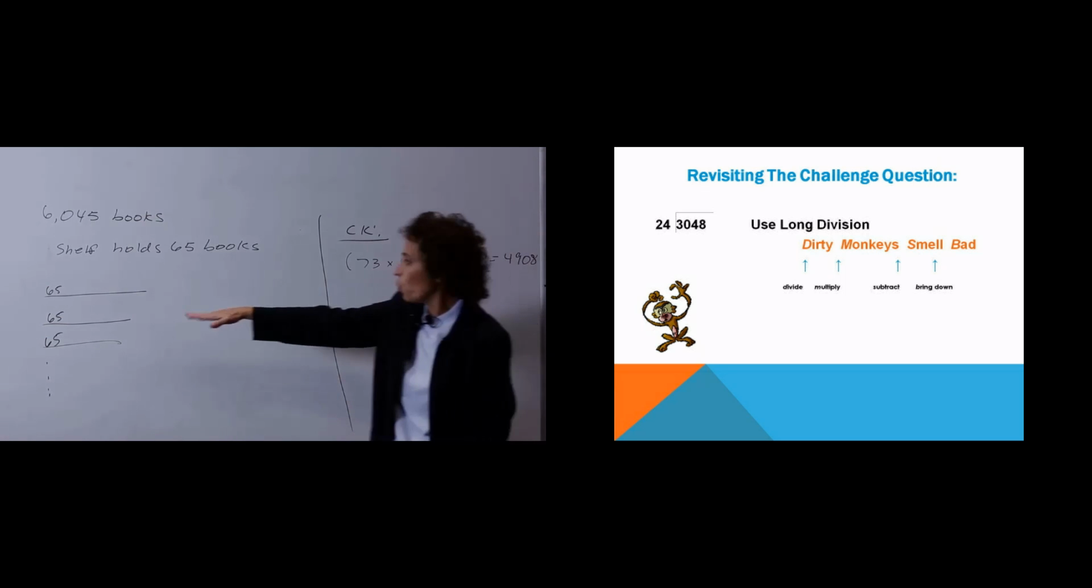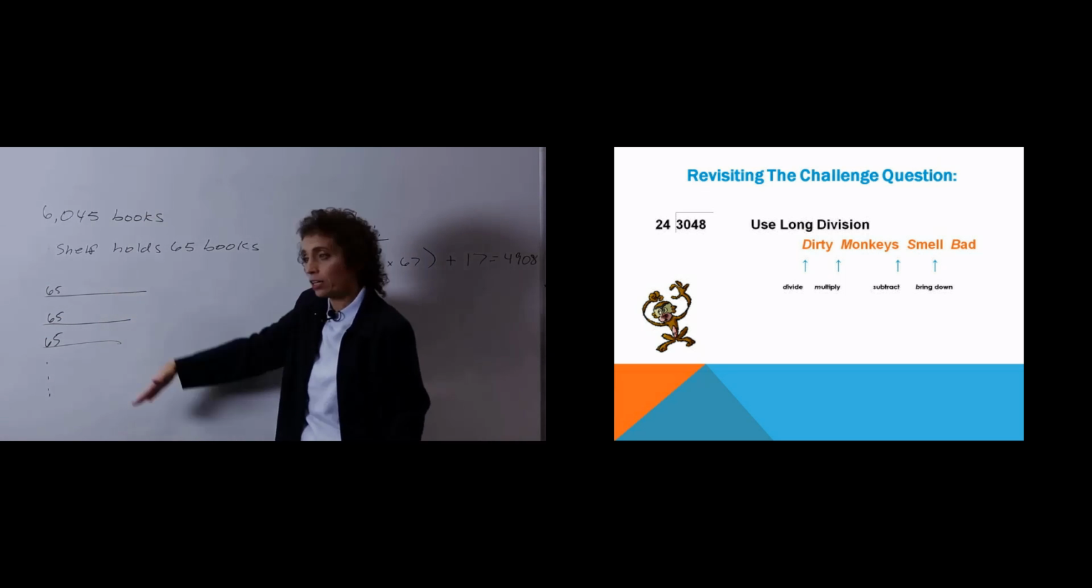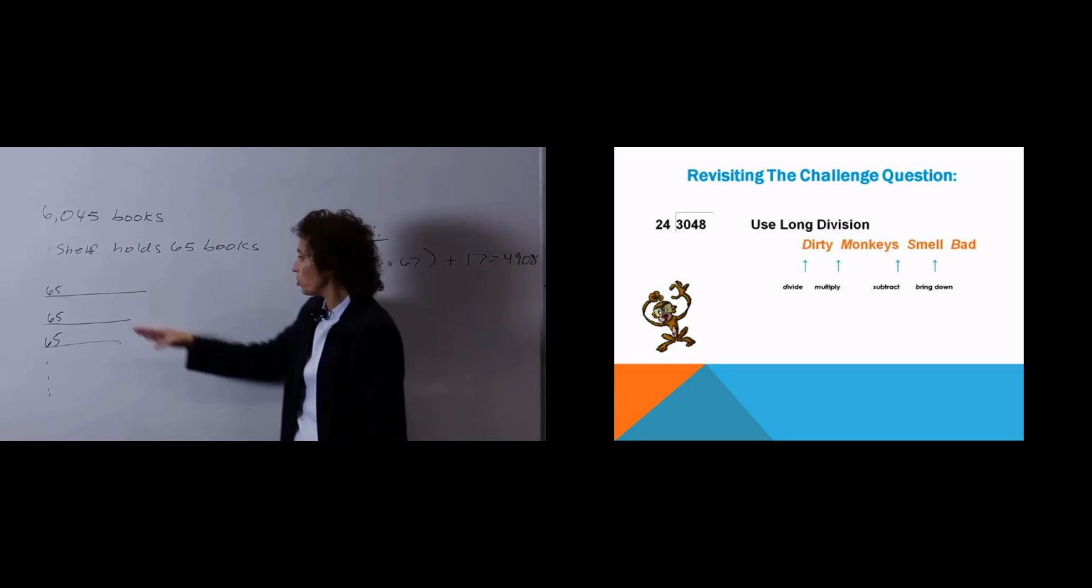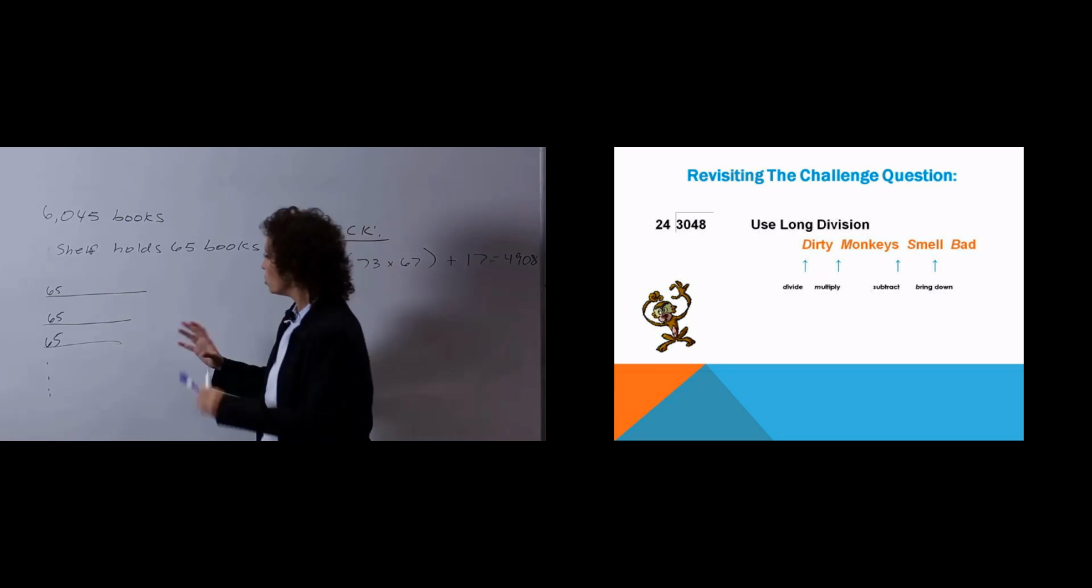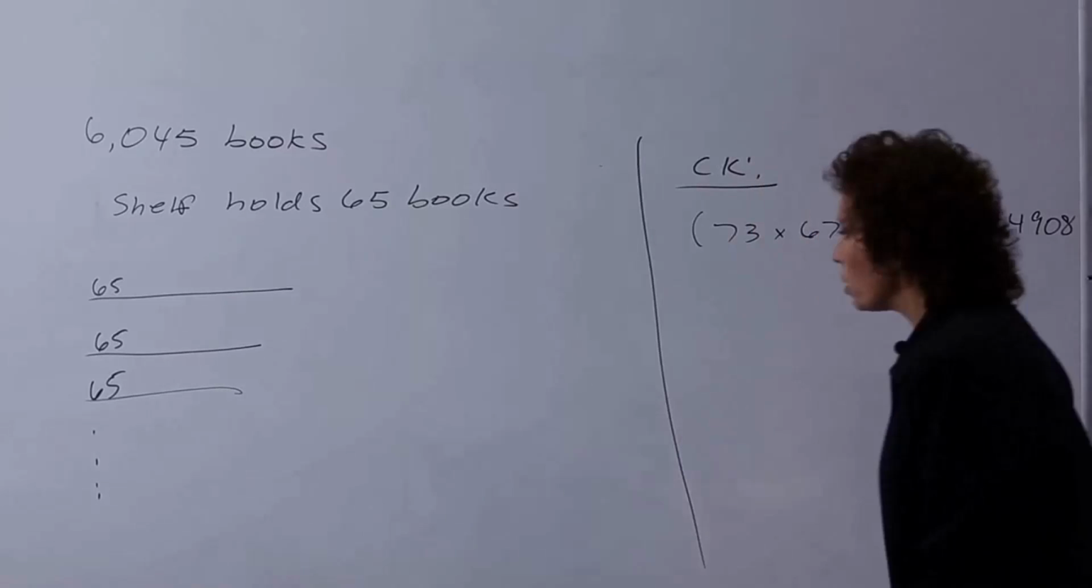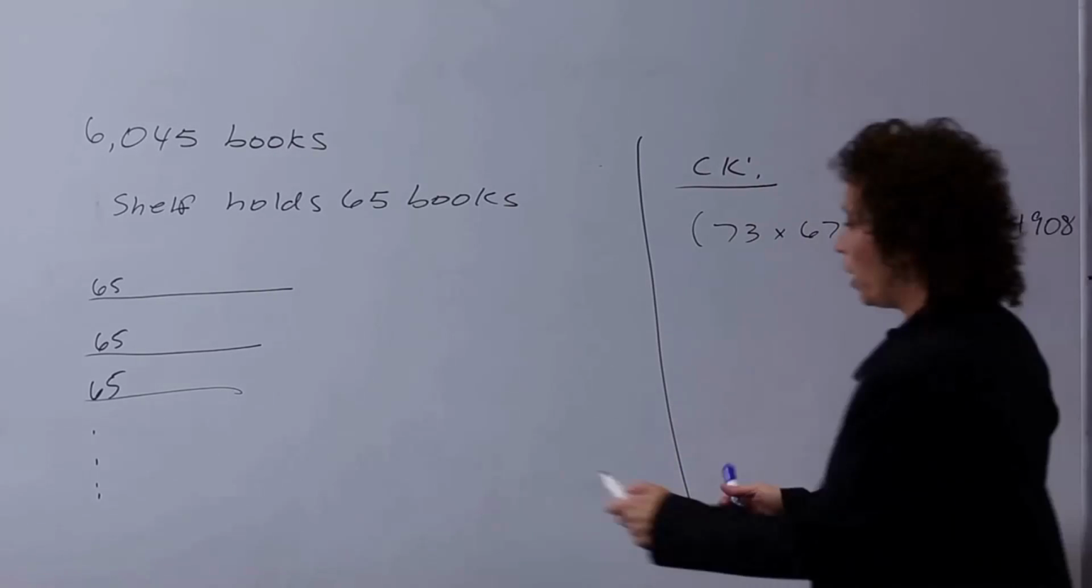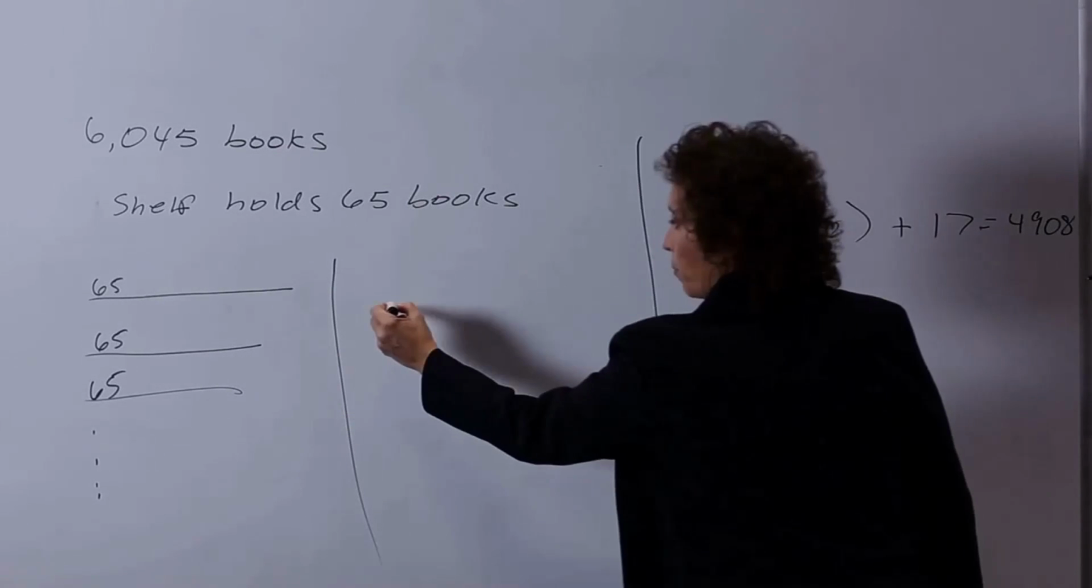Well, that means we're dividing equally among these shelves. Okay, so that's how we know it's division. We're separating into equal sets, or equal divisions. Okay, so we're going to divide this to figure out how many we need.